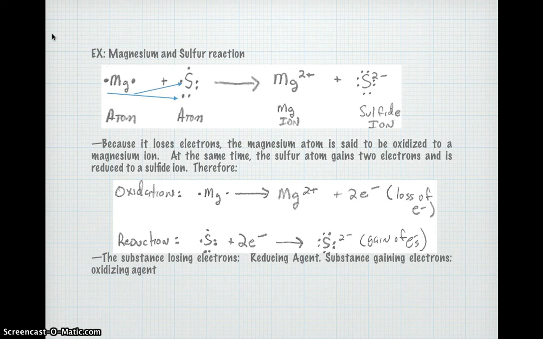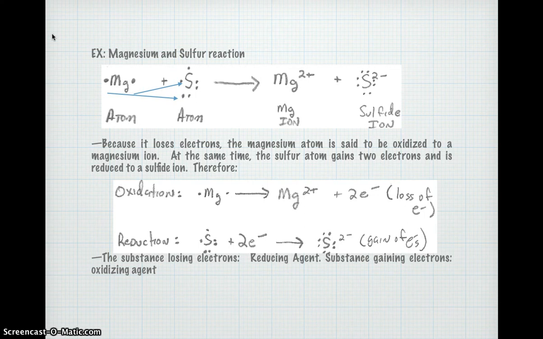The arrows aren't lined up. They used to be before we started, but I think you get the idea that the electrons are transferring to the sulfur, and that will produce a magnesium ion, and it is a 2 positive because it has lost its 2 electrons, giving it more protons than electrons. And the sulfur atom becomes a sulfide ion. It's 2 negative because it has 2 extra electrons. Okay?